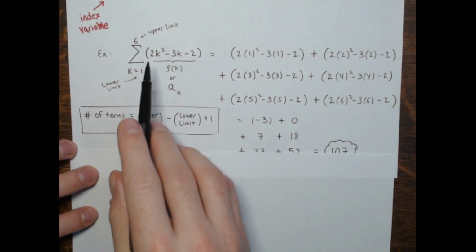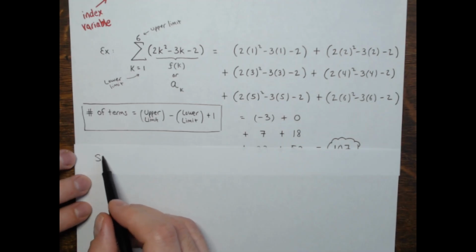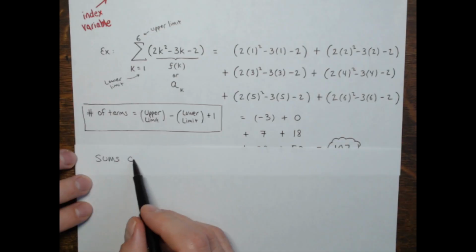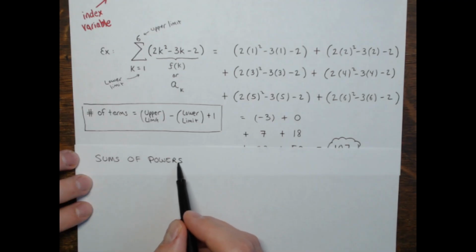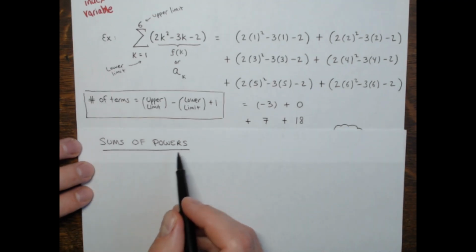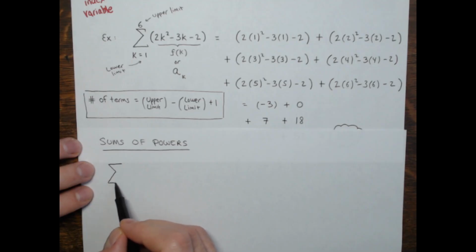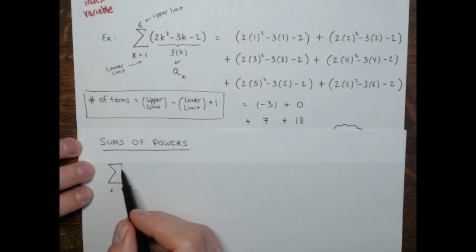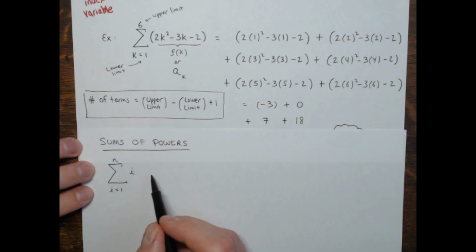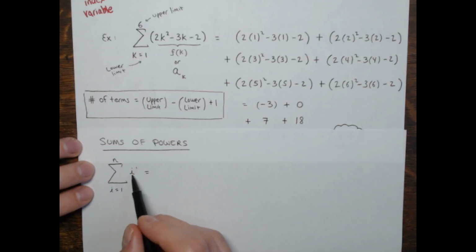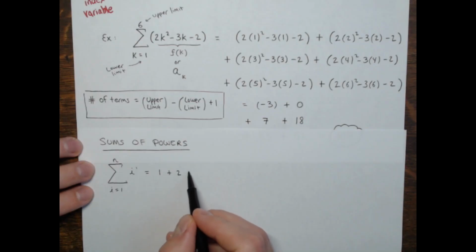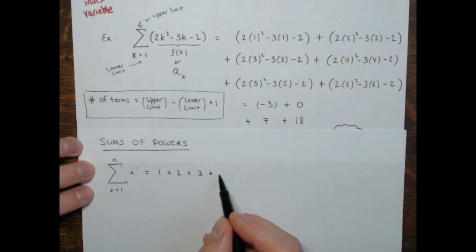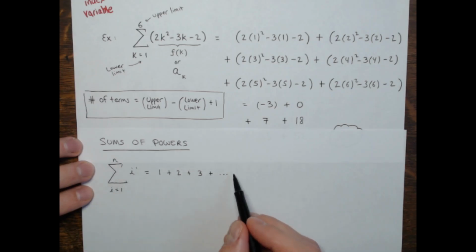I'm only going to put up the ones we need. So for sums of powers, if I were to add, say, the sum from i equals 1 to n of just i. So this is i to the first. That would be simply 1 plus 2 plus 3 and so on, all the way up to n, where I replace i with n.